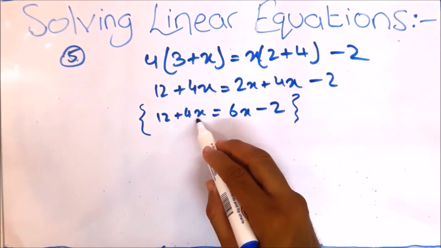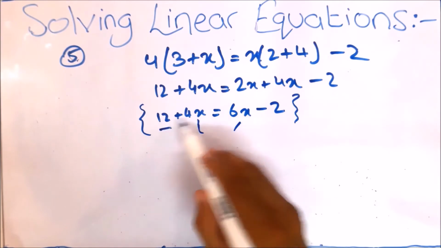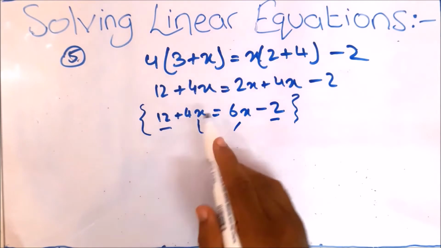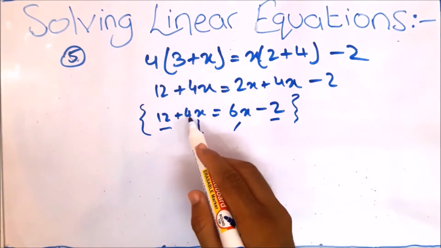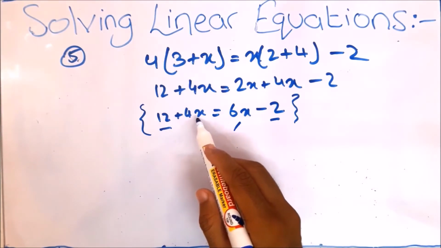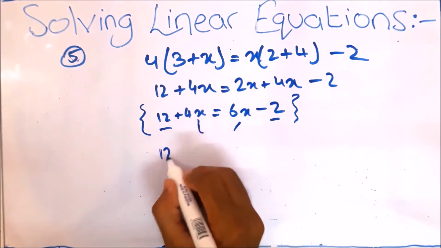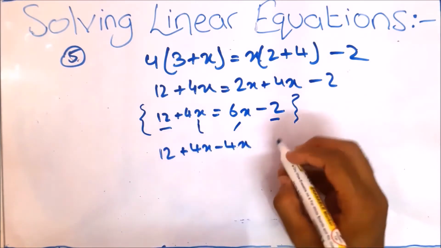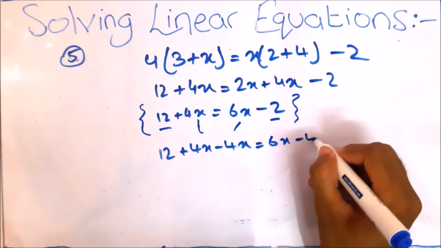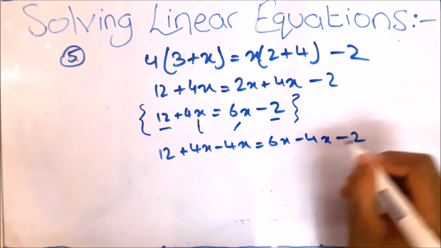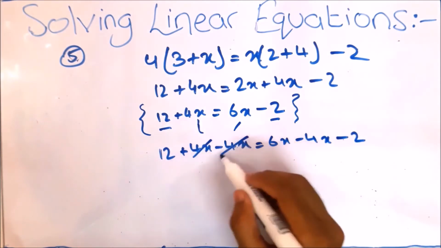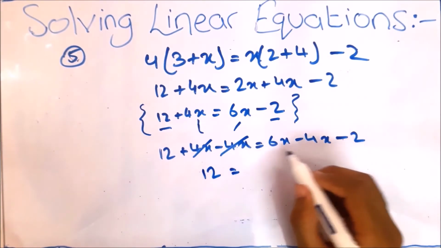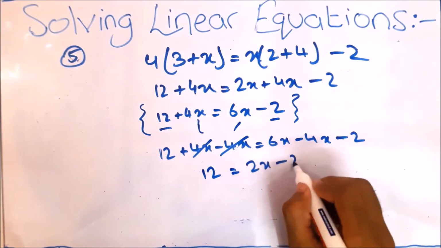So here we have the values in x's and the values in constants, so we take the like terms on one side. So 4x is being added over here, so we subtract 4x on both sides. 12 plus 4x minus 4x is equal to 6x minus 4x minus 2. Okay, 4x minus 4x will give us 0. We have 12 is equal to 6x minus 4x, which gives us 2x minus 2.